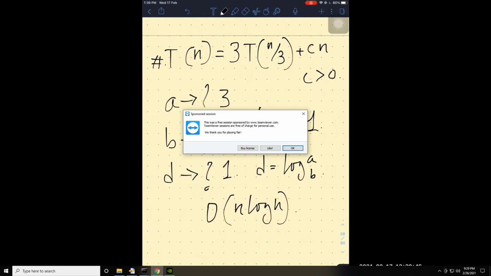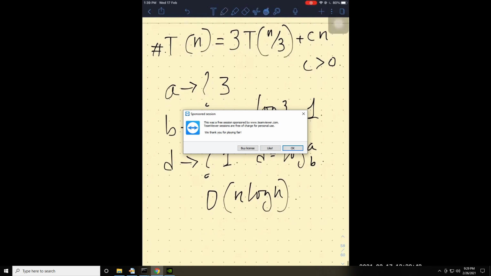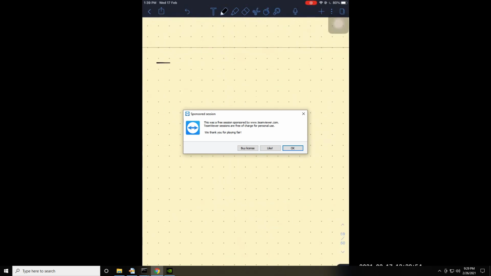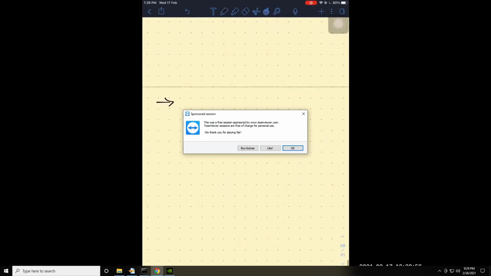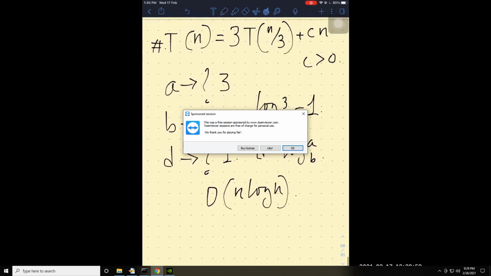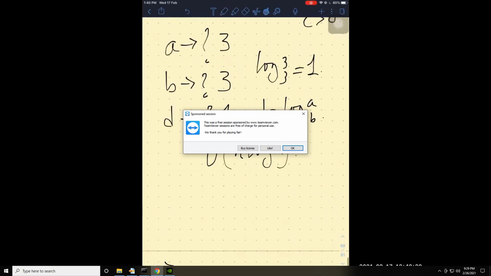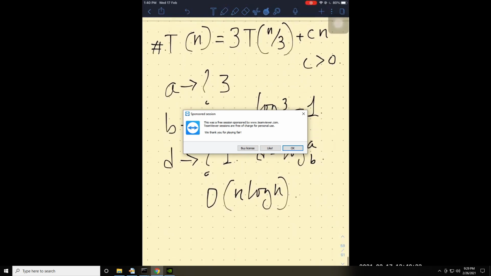So the answer is big O n log n. So now we will solve this using the recursion tree approach. In tomorrow's quiz, we need to do the recursion tree. Yeah, you have to solve it using the recursion tree. And I think you cannot use the master theorem directly for tomorrow's quiz.